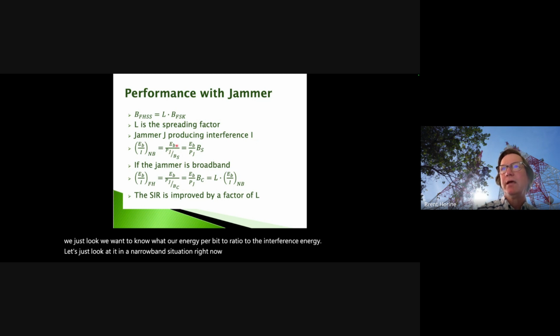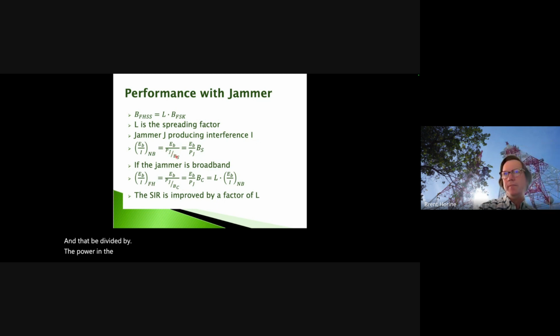So we'd have that energy per bit, and that'd be divided by the power in the jammer divided by the bandwidth of the symbol, right? And so again, we're converting to power spectral density type of thing. So here we'd have the EB divided by this PJ, and then this guy, since he's in the denominator of a denominator, he goes up into the numerator, right?